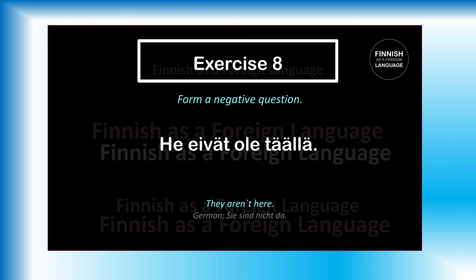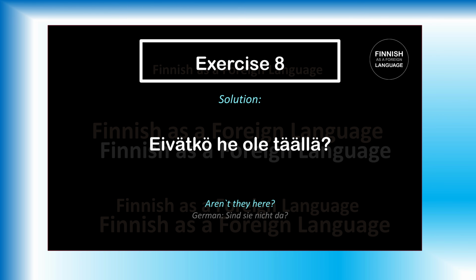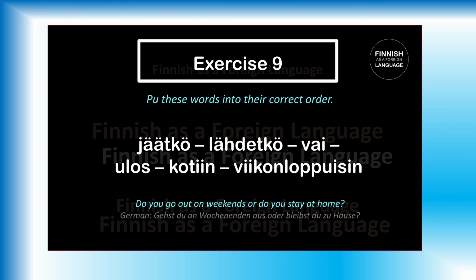One more. Here we have a sentence and the task is to form a negative question out of it. He eivät ole täällä means they aren't here. Now form a negative question out of it. Excellent. The answer is eivätkö he ole täällä? Aren't they here?